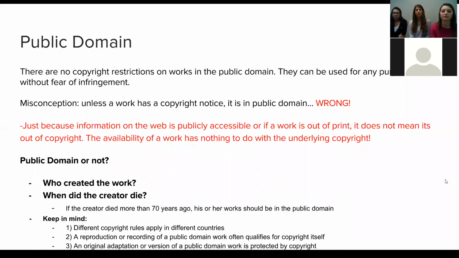To figure out if something is public domain or not, you ask yourself two questions: who created the work, and when did the creator die? If the creator died more than 70 years ago, his or her work should be considered public domain. But keep in mind that different copyright rules apply in different countries, and a reproduction of a public domain work often qualifies for copyright, or an original adaptation or version of a public domain work is protected by copyright.